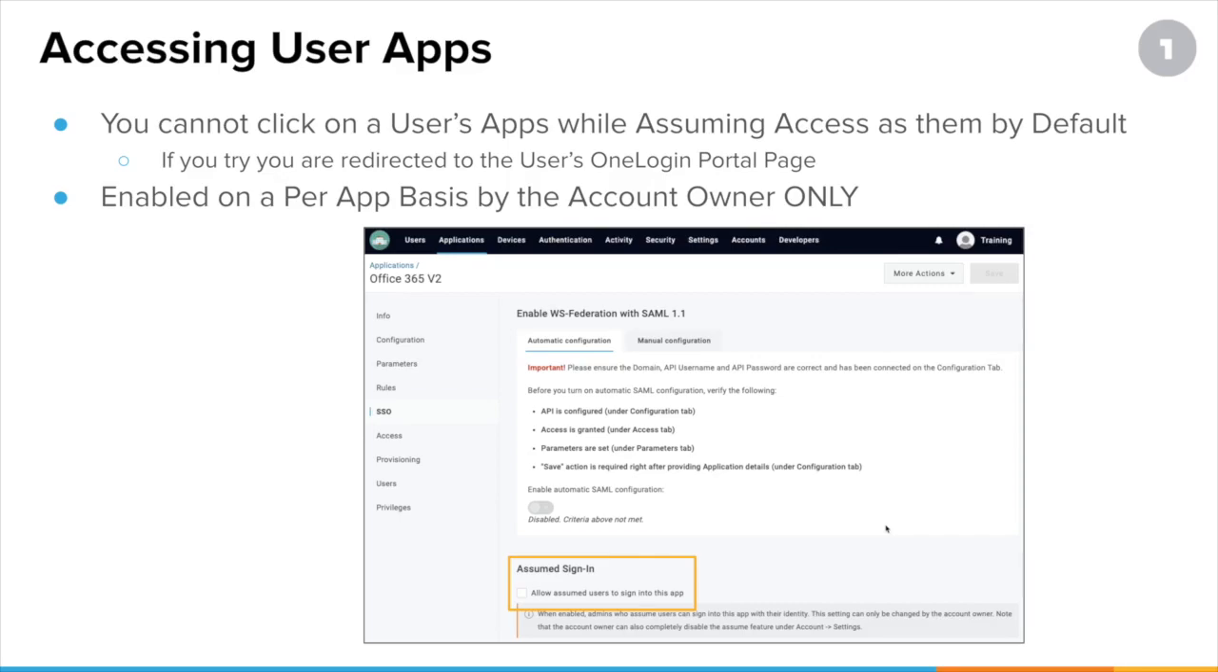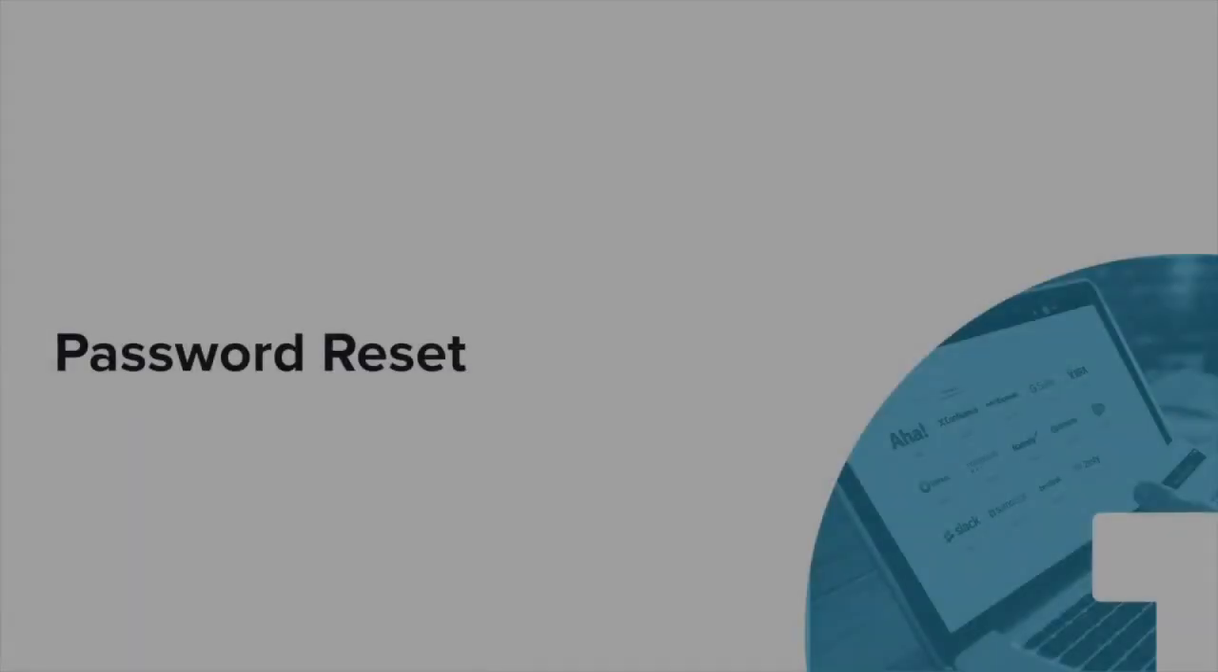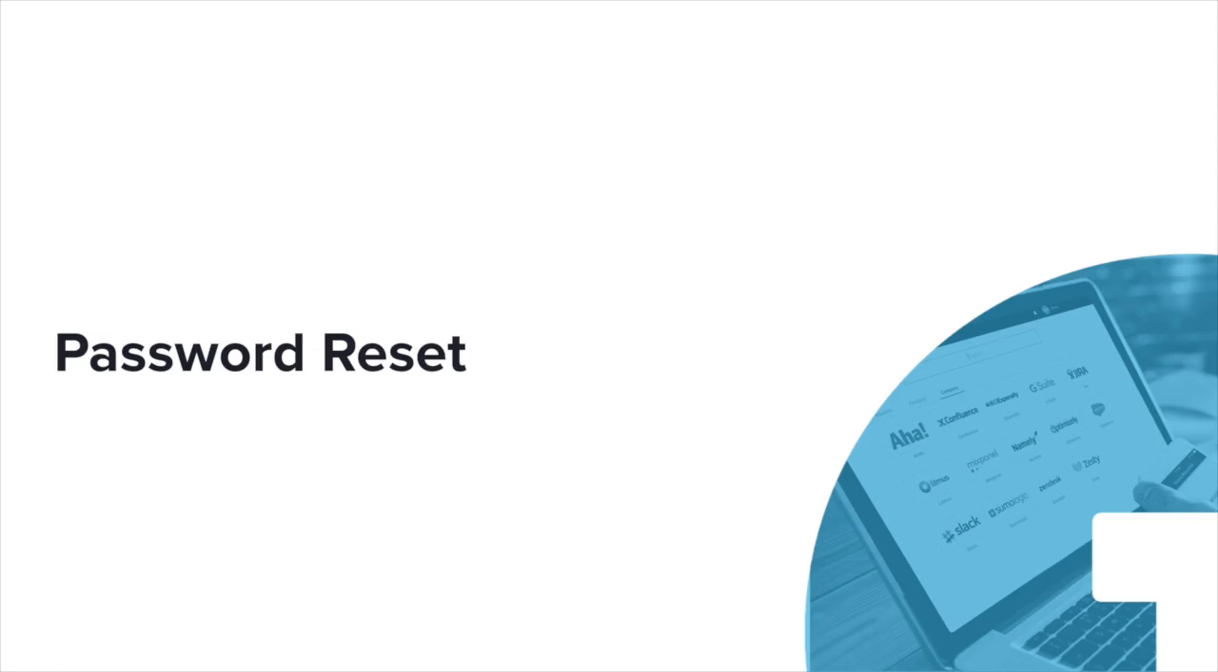So when assuming access as the user, you basically get to see some of their profile information and then the apps that have been assigned to them. But you cannot then log into those apps, again, by default. One of the main benefits of implementing OneLogin is that by default, users have the ability to reset their own passwords, which could save you as an administrative type user a lot of time. However, in some cases, users might need extra help, or your organization has decided to disable this feature. So knowing how to reset a user's password can come in handy.